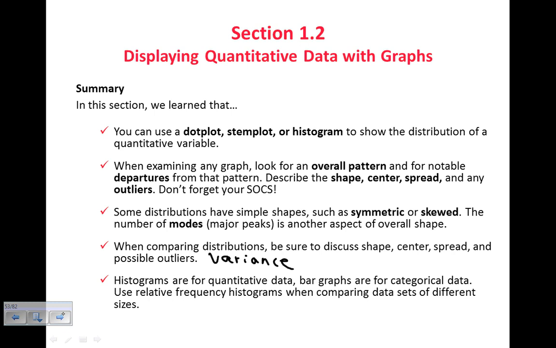Histograms are for quantitative data. Bar graphs are for categorical data. And use relative frequency histograms when comparing data sets of different sizes.